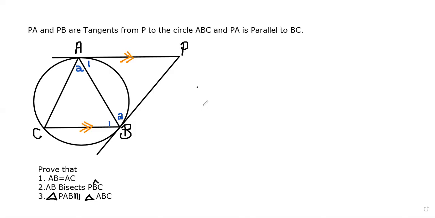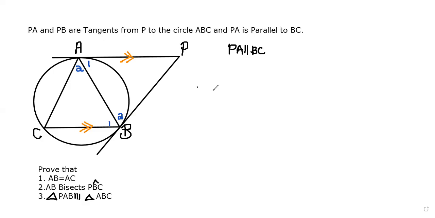So here we have PA and PB. They're saying PA and PB are tangents from P to the circle ABC, right? And then they're telling you that PA is parallel to BC. You can see from the diagram that PA is parallel to BC, shown by those orange lines. Then they're saying prove that AB is equal to AC.